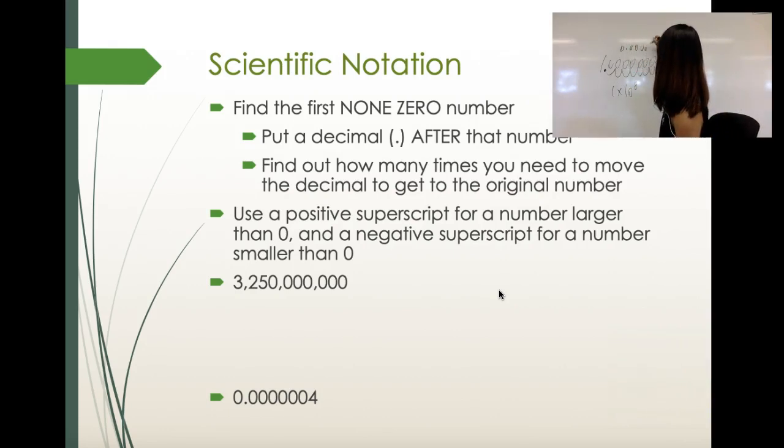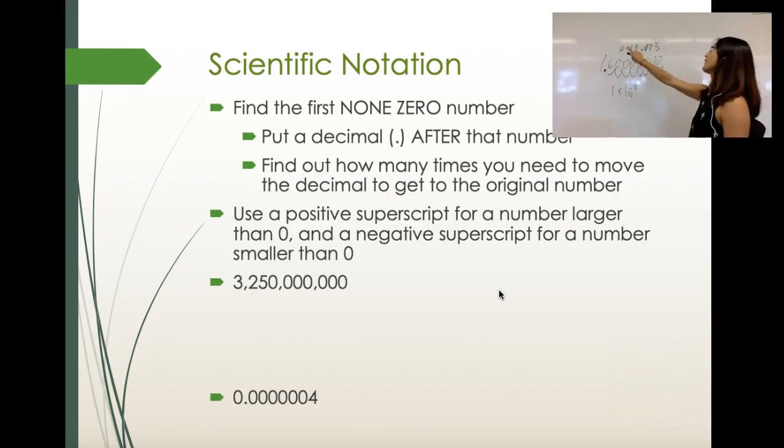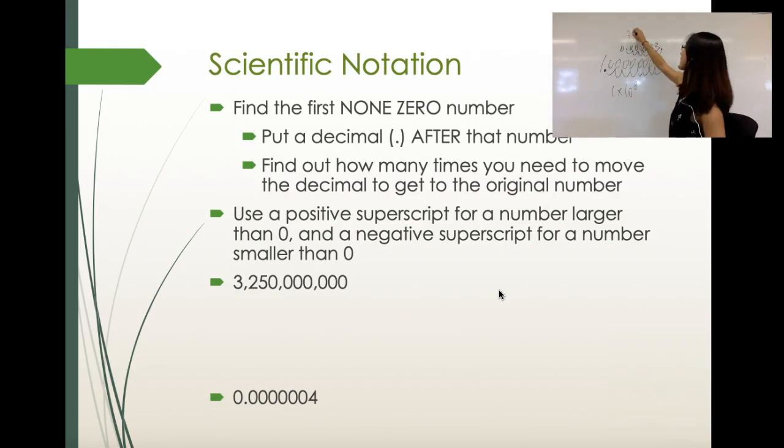0, 0, 0, 0, 0, 3. Actual decimal, imaginary decimal. 1, 2, 3, 4, 5, 6. 3 times 10 to the negative 6. All right, I hope this makes sense.